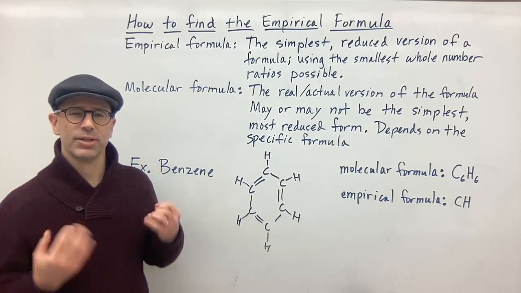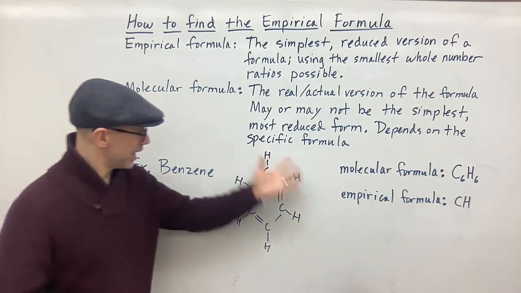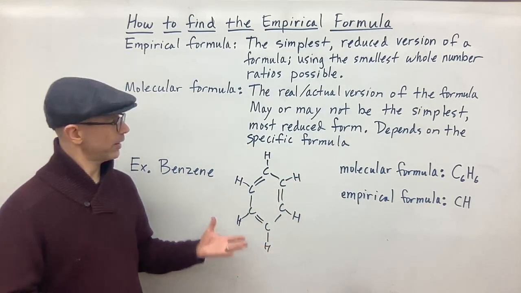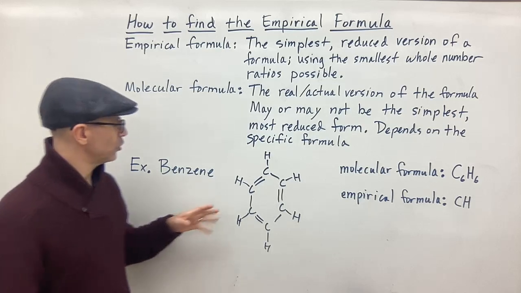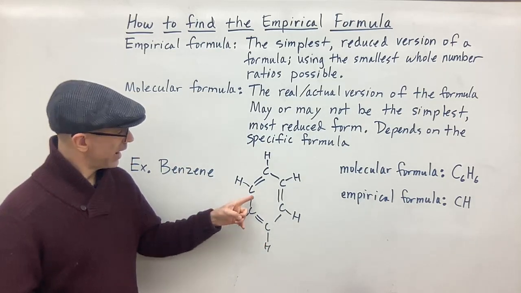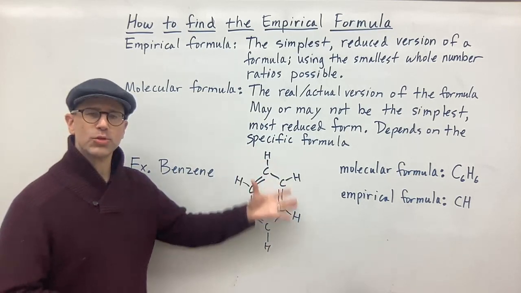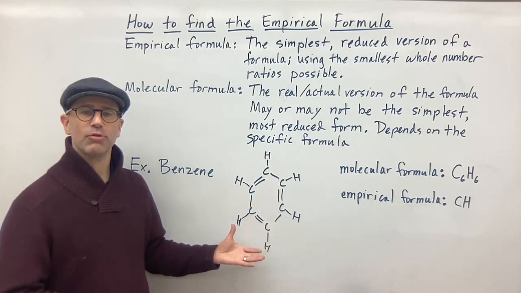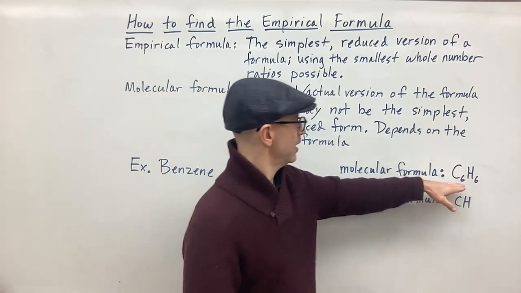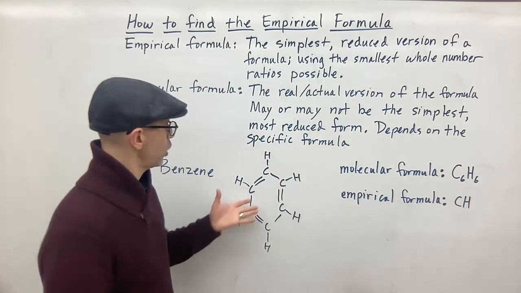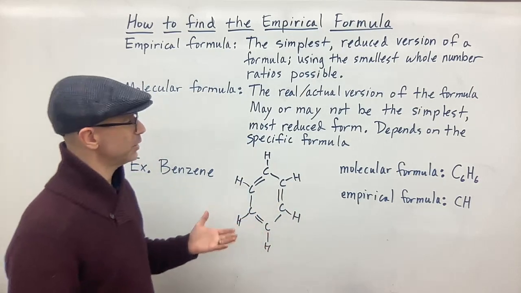The best way to clarify this is to go over an example, and here I have the example benzene. This is an actual drawing of the molecule of benzene. You'll notice that the molecule itself has 6 carbons and 6 hydrogens. That's what's really in the molecule, and the molecular formula reflects that. So the molecular formula is C6H6. That is what is actually in the substance itself.